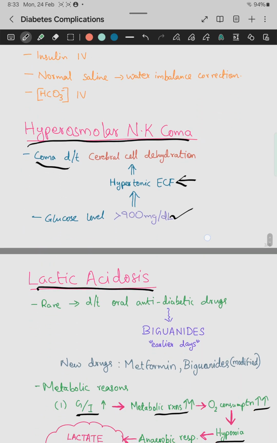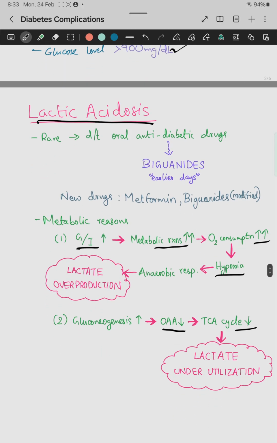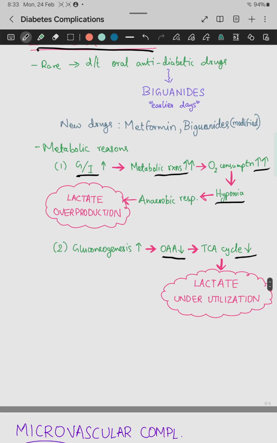Next, hyperosmolar non-ketotic coma. It's the second acute complication. It's due to dehydration of cerebral cells due to the hypertonicity around these cerebral cells. Now lactic acidosis, it's rare. It is a side effect of oral anti-diabetic drugs. And these are the two metabolic reasons: one is anaerobic respiration, which causes lactate overproduction, and another is decreased TCA cycle, which causes lactate underutilization.